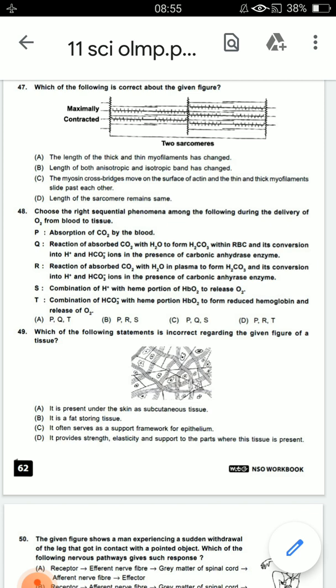Option C says that P, Q and S are the right sequential phenomena among the following during the delivery of oxygen from blood to tissue. Question number 49.